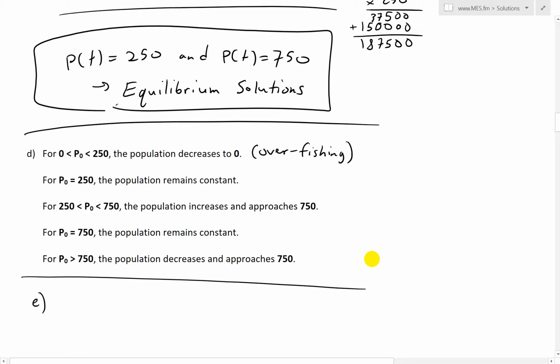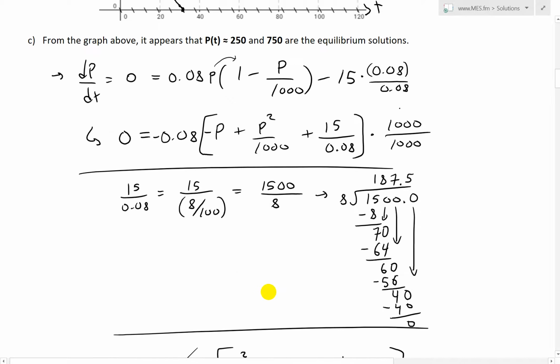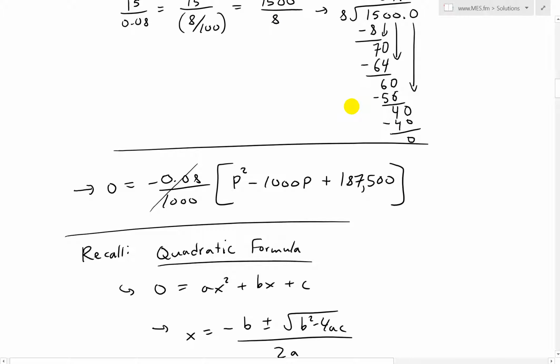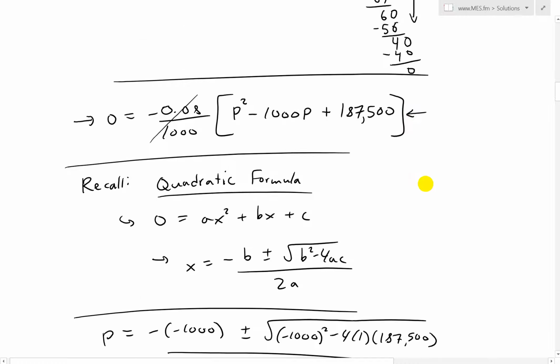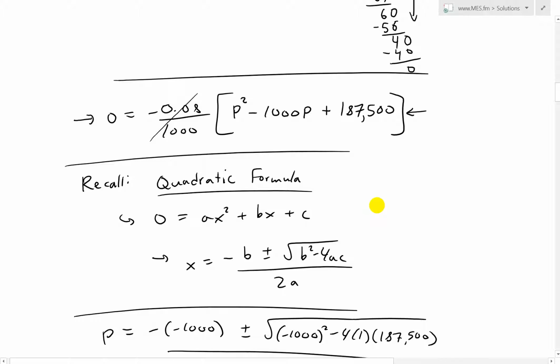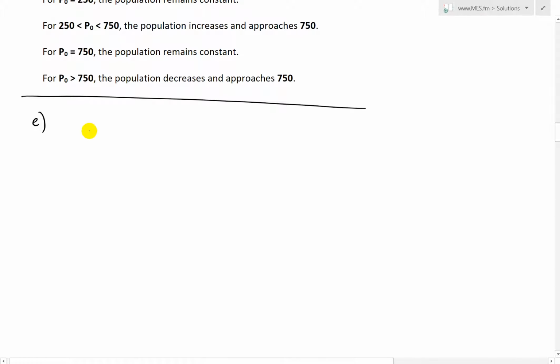So we want to solve it explicitly, so what we'll do is write the differential equation, but I don't want to reinvent the wheel. This was the differential equation. I simplified it in my part C video, and then I got to this point right here. And instead of 0, I'll just write that as dP over dt. In this one, we set it to 0 to find equilibrium solutions, but now we'll just write dP over dt and go on from there. So dP over dt equals, I'll just write the initial one, 0.08 P (1 minus P over 1000) minus 15.